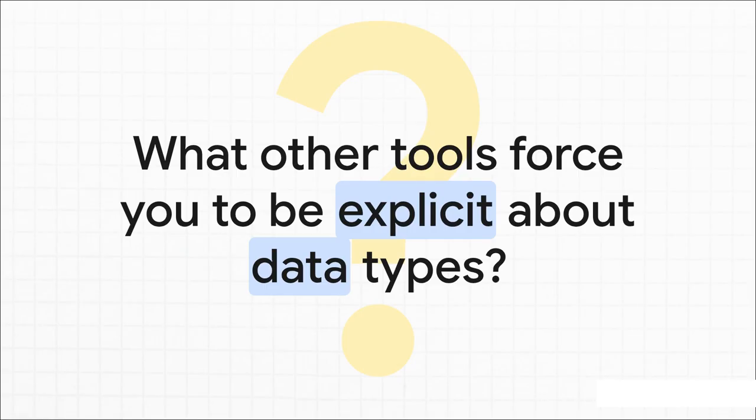So, as you go forward and write more code, keep an eye out for it. Where else do you see this pattern? What other functions or tools make you, the programmer, be the one to decide what all those ones and zeros actually mean?